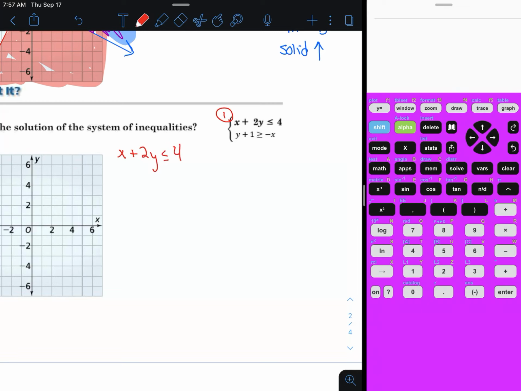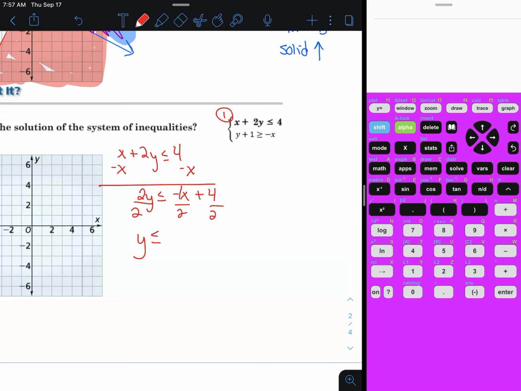Okay, number one, we've got to get y by itself. So we're going to minus an x, minus an x. So 2y comes down, less than or equal to, put the minus x first, the +4 behind it. Divide by 2, divide by 2, divide by 2. That's going to be y. Do not flip your sign because you did not divide by a negative.